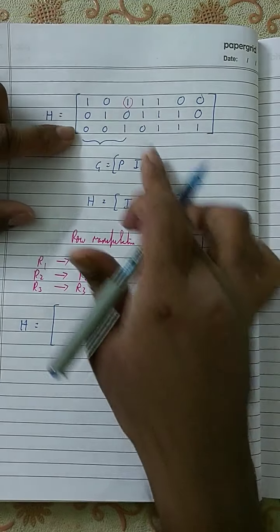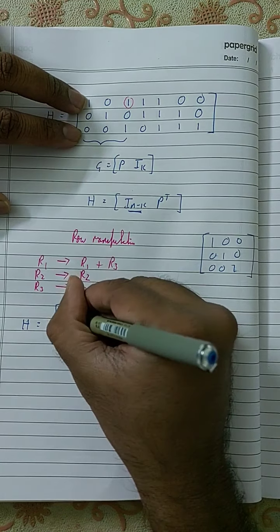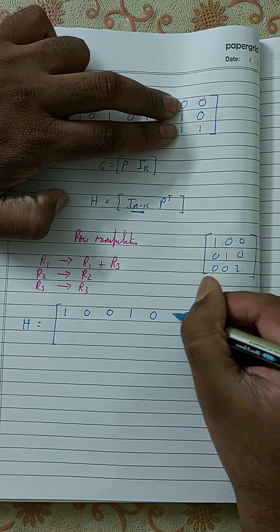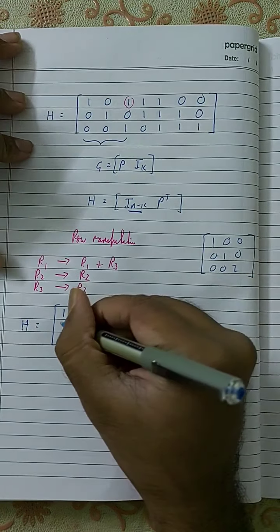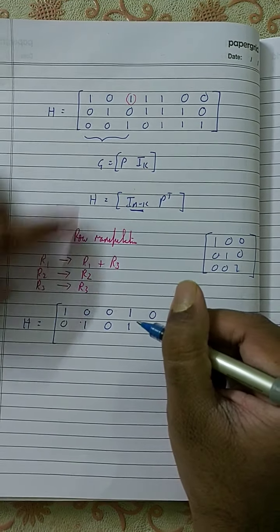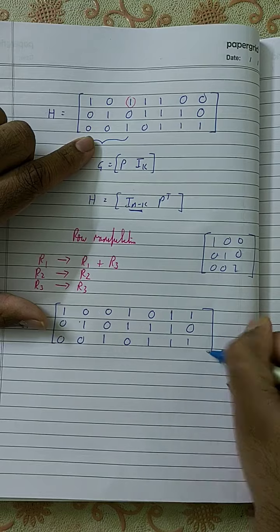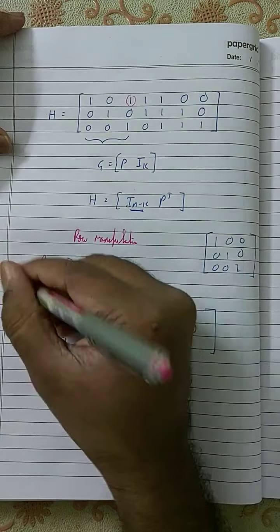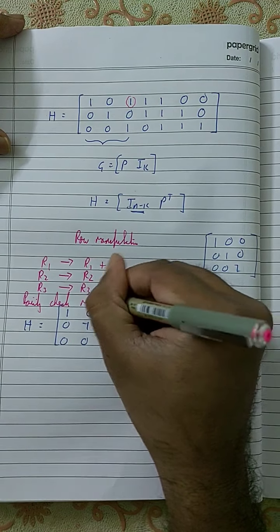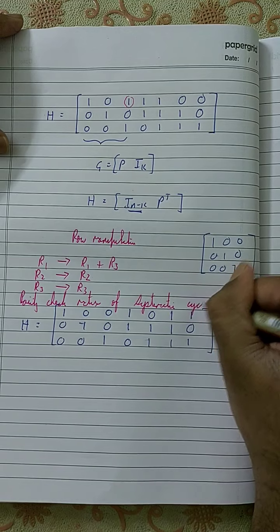So in that case, the H matrix of a systematic cyclic code is equal to, let me see, row 1 is the first row plus the third row. So 1 plus 0 is 1, 0 plus 0 is 0, 1 plus 1 is 0, 1 plus 0 is 1, 1 plus 1 is 0, 0 plus 1 is 1, 0 plus 1 is 1. Second row, no change: 0, 1, 0, 1, 1, 1, 0. Third row also no change: 0, 0, 1, 0, 1, 1, 1. So from here I have created what you call the parity check matrix of the systematic cyclic code.